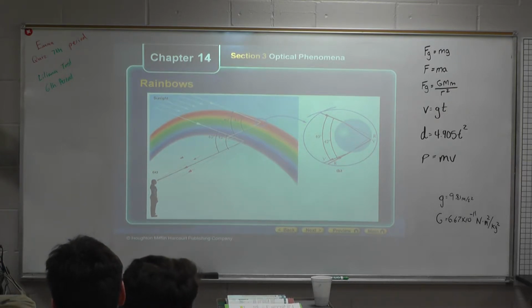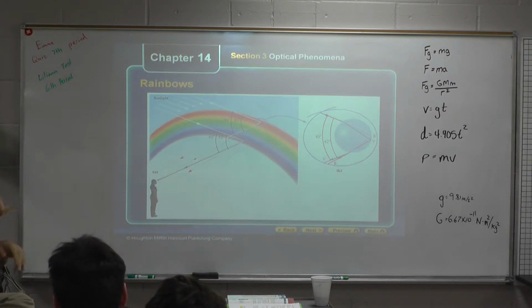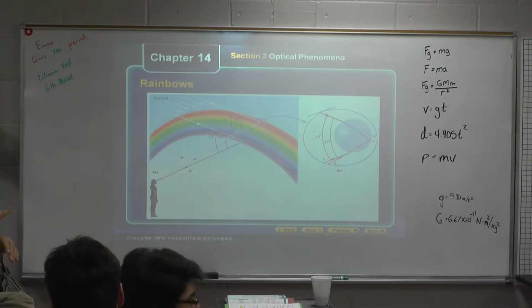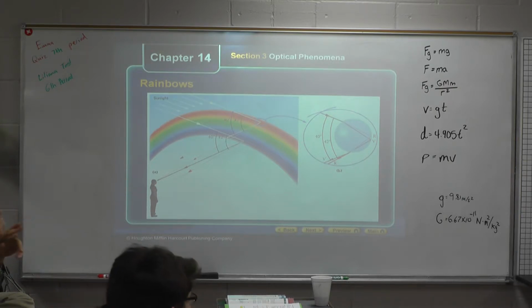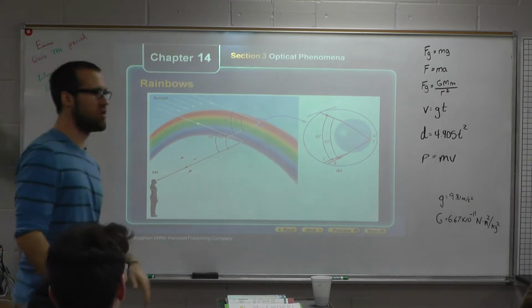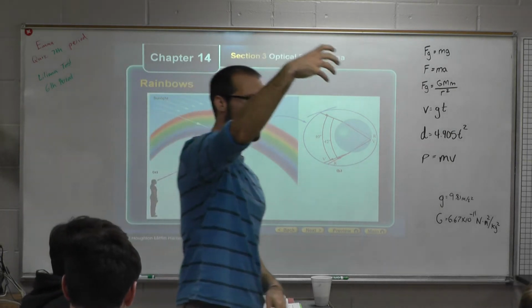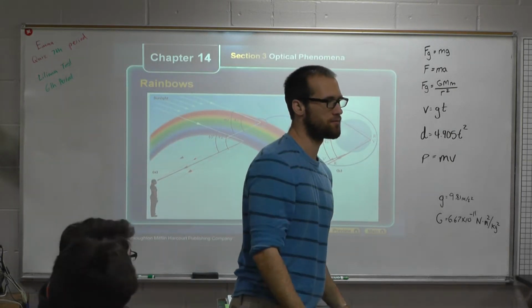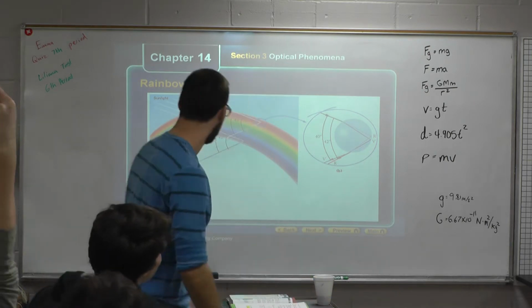So there are two things that have to happen for you to see a rainbow. One, the sun has to be behind you, and two, you have to have water molecules in the air. So technically, if the sun is in front of you and it's raining in front of you, you will never see a rainbow. Here's how it works.